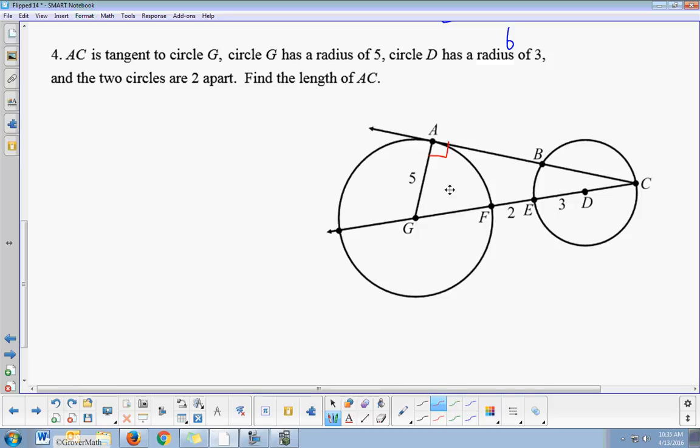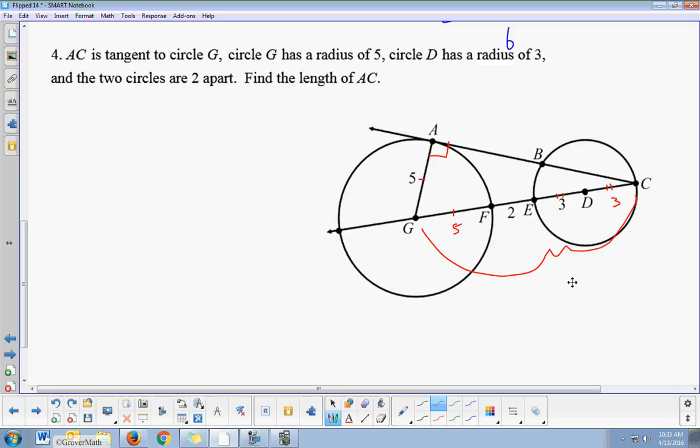I know this is perpendicular, so I see one big right triangle here. I'm likely going to have to do Pythagorean theorem at some point. But we can fill in more lengths here. This is 5, but this is also a radius of circle G, so this piece is 5. They're 2 apart. This radius is 3. Well, this radius is also 3. That means that this entire hypotenuse length is 5, 2, 3, 3.